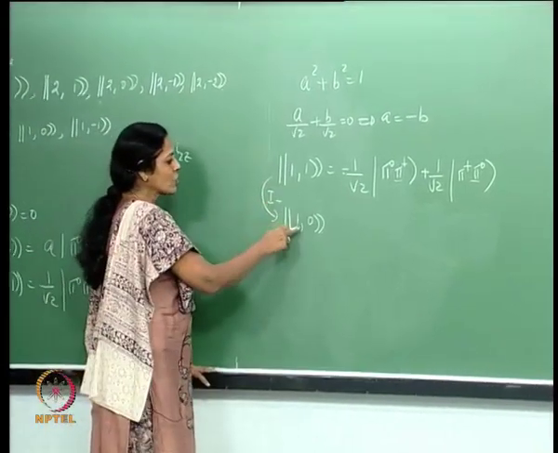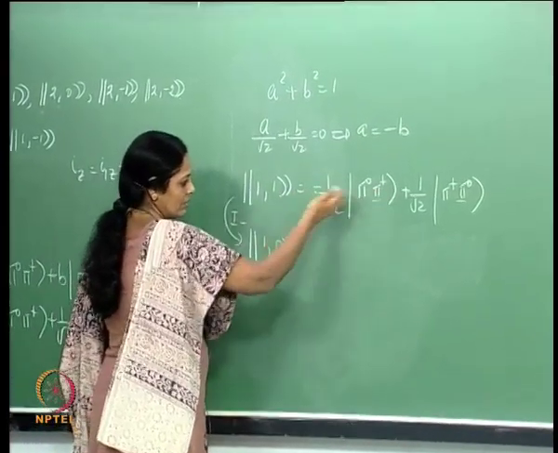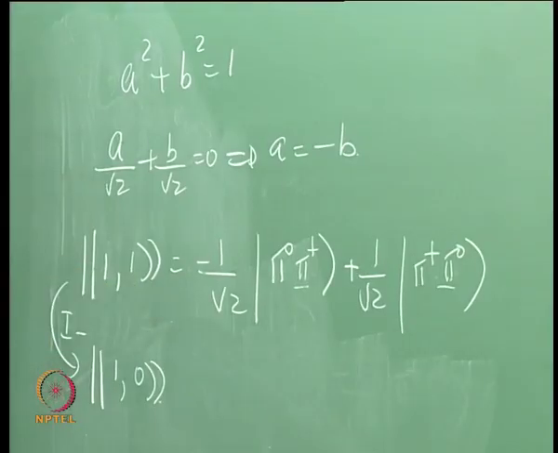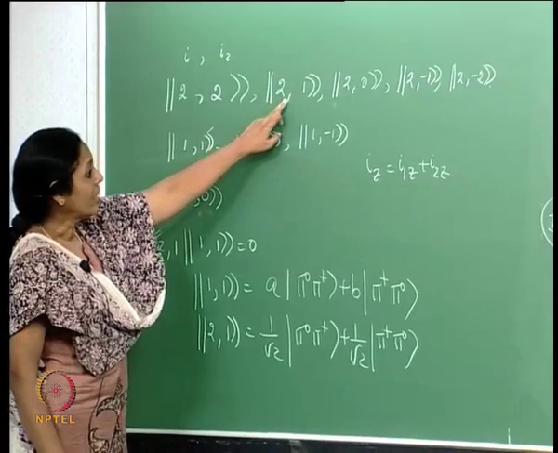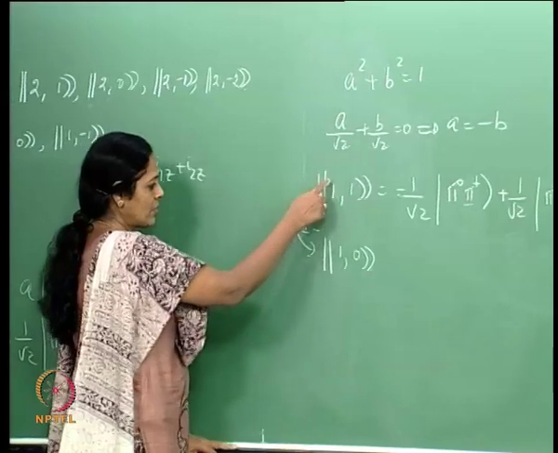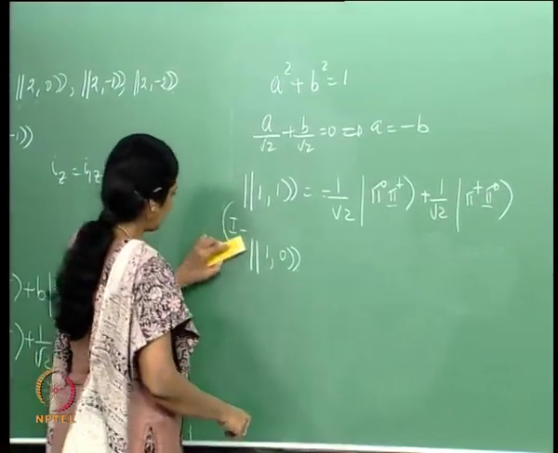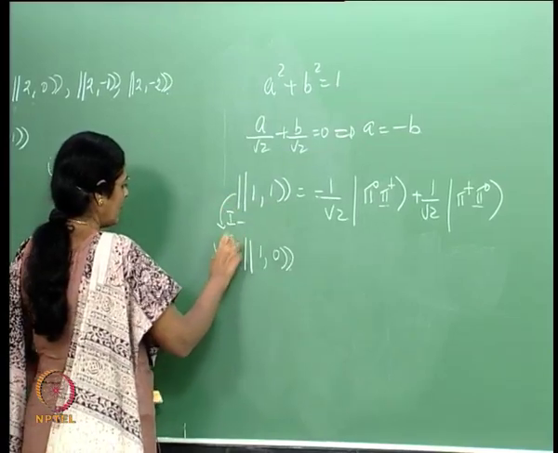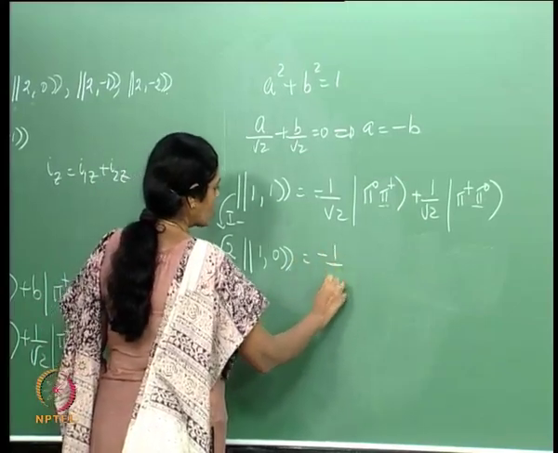I did not face this problem when I found out 1 comma 1 in terms of the uncoupled basis states, because there was exactly one state it was orthogonal to, and that was 2 comma 1. I knew 2 comma 1, therefore, I could get 1 comma 1. But here I just have to use I minus. So, when I do that, I pick up a coefficient root 2 1 0 is minus 1 by root 2.